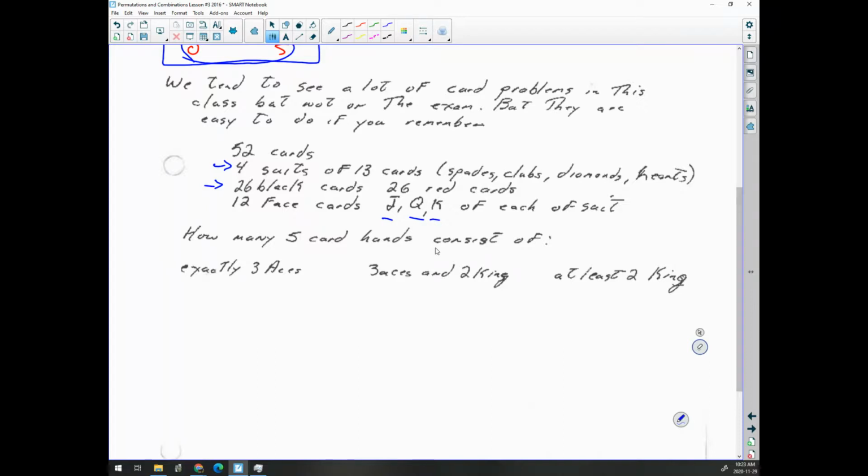So we're going to use these on the next problems here. How many 5-card hands consist of exactly 3 aces? What we have here is 2 categories: aces, and other cards. Because we have a 5-card hand to fill, we want exactly 3 aces, and then we want to fill the other part of the hand with 2 other cards.